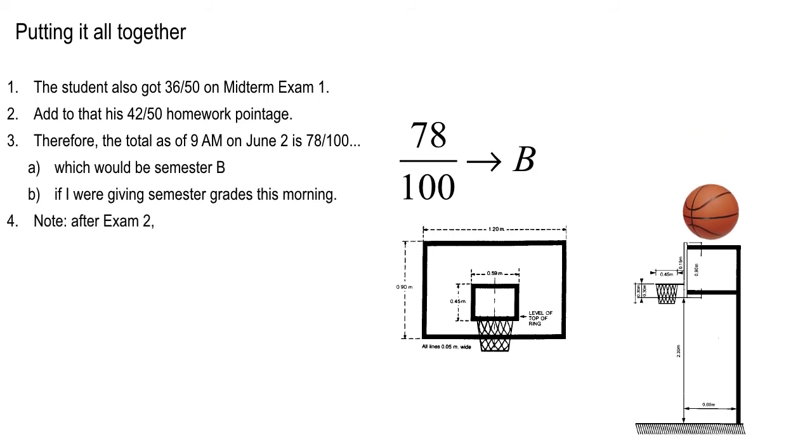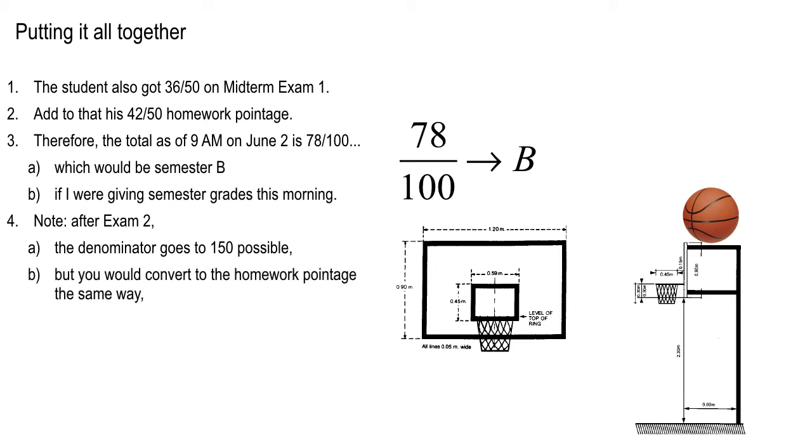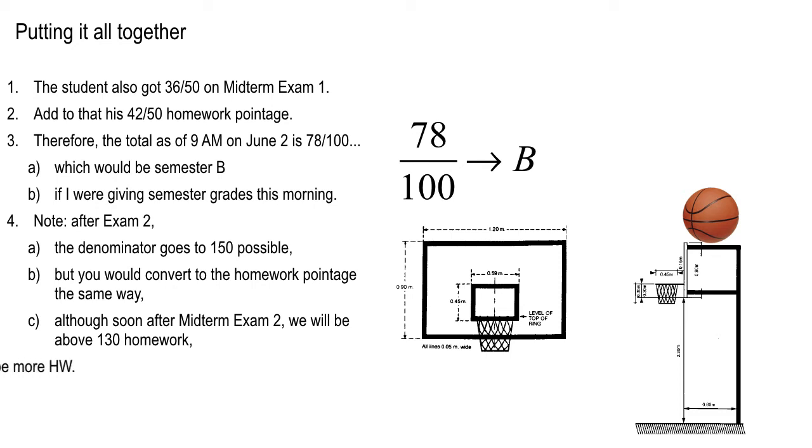All right. So a couple notes. After exam 2, the denominator goes up to 150 because we have 2 exams on the books. So 100 points from 2 exams, and then 50 points from homework. So that'll be a total of 150. But you do all the homework calculation to get your homework pointage. Do it the same way. Okay. And after midterm exam 2, we'll be up above 130 score for homework because we're going to have more homework. All right. So then there's still exams ahead, so you're still not done with that denominator.